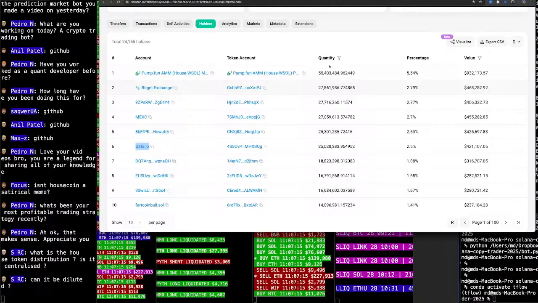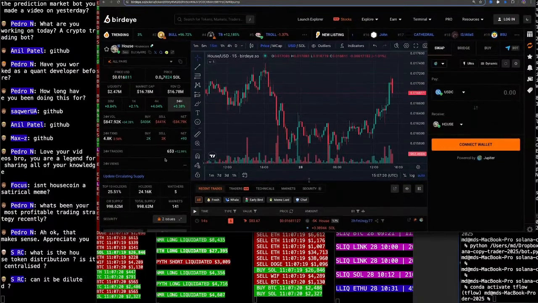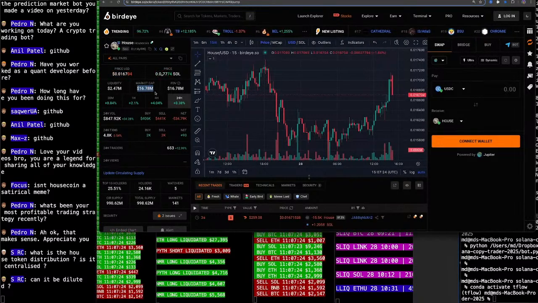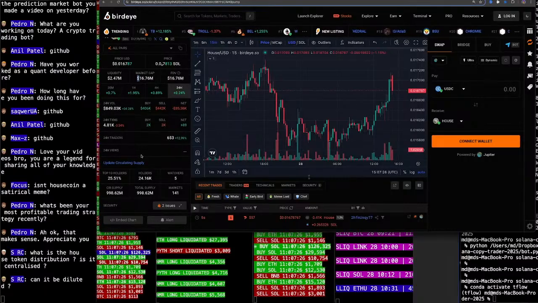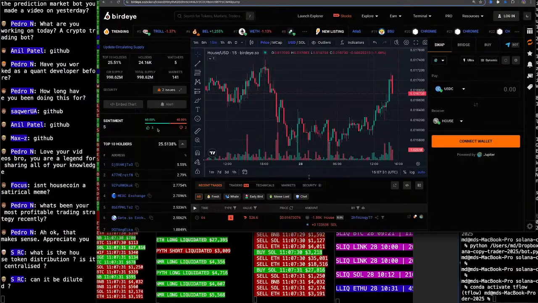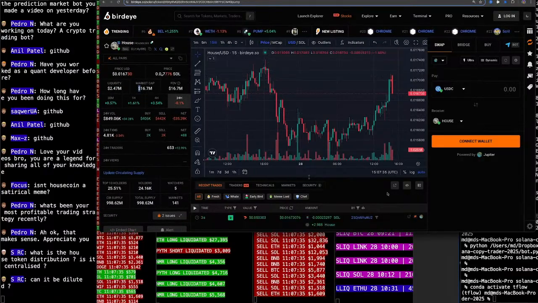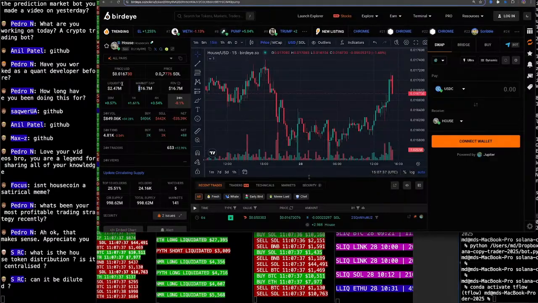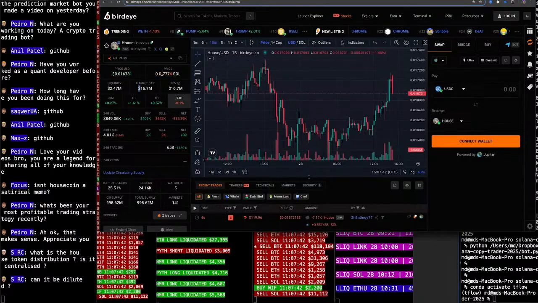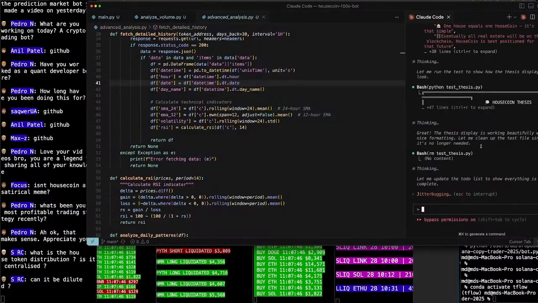Can it be diluted? No. It's 1 billion tokens. So it's such a small market cap in my mind. I want to try to buy as much as possible. So I'm trying to buy it intelligently instead of just market buying things, you know? I build bots, so of course I'm going to approach it this way. Let's go ahead and keep building this out. Good questions though. These are good things to look into.